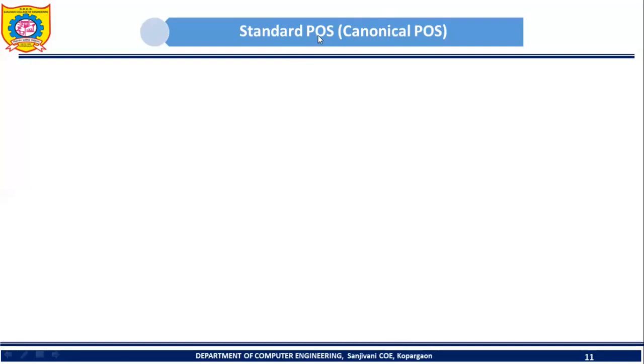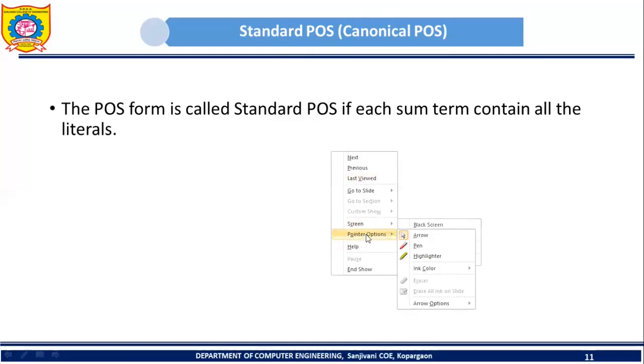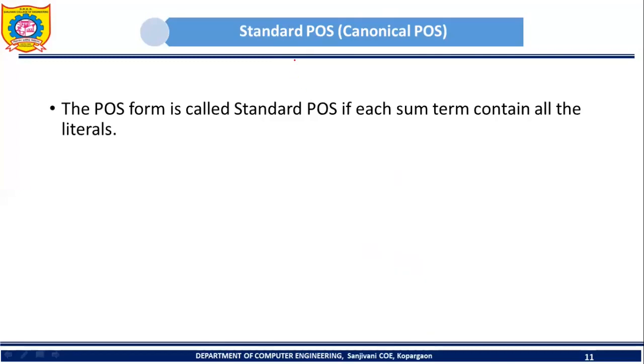So we have seen what is meant by product of sum form. Different sum terms are ANDed together. So POS is called standard POS if each sum term contains all the literals. Very simple. If you understood standard SOP, you can easily understand standard POS. So the POS form is called standard POS if, now which terms are present in POS form? In POS form we have sum terms. So if each sum term contains all the literals.